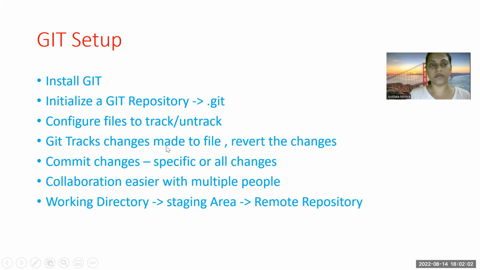So how do you set up? You have to install Git on your machine. Once you've installed, for Windows, I'm using Git Bash to run those commands for Git. But for Mac users, everything happens through terminal. And how do you install?